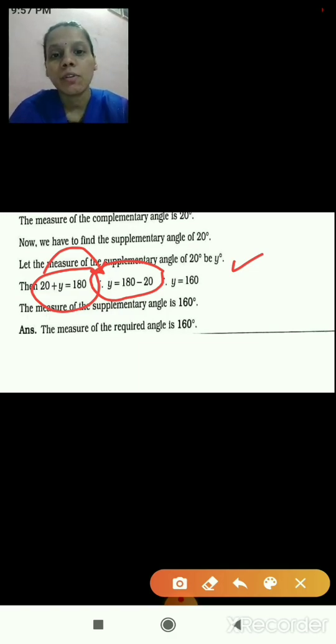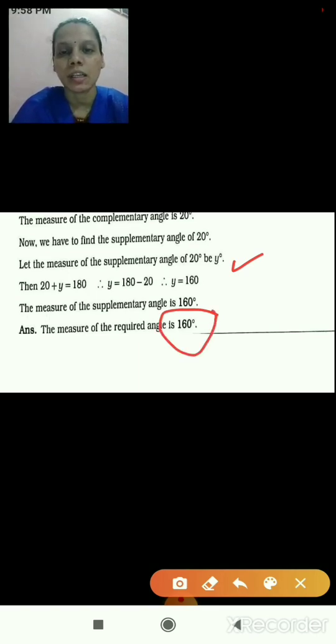So therefore y is equal to 160. 180 minus 20 is 160. So the measure of the supplementary angle is 160 degrees, and this is the final answer. The measure of the required angle is 160 degrees. I hope you are clear with this sum.